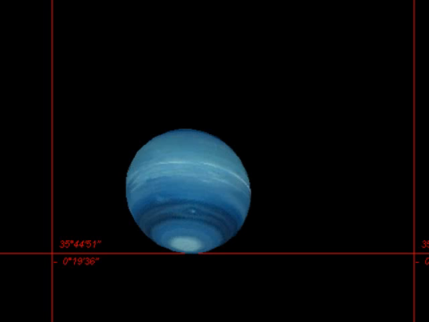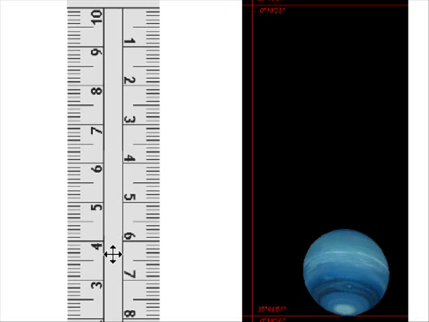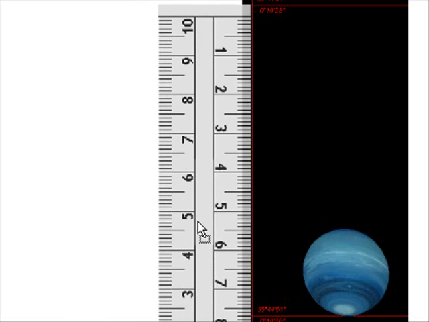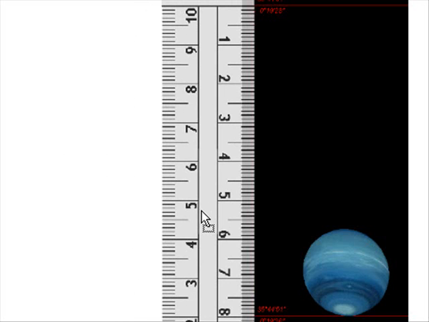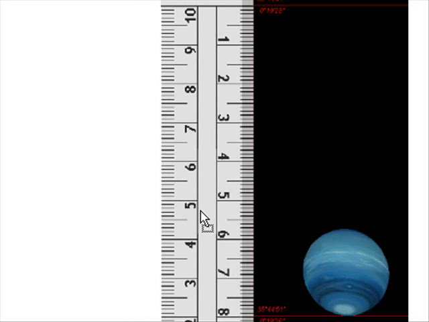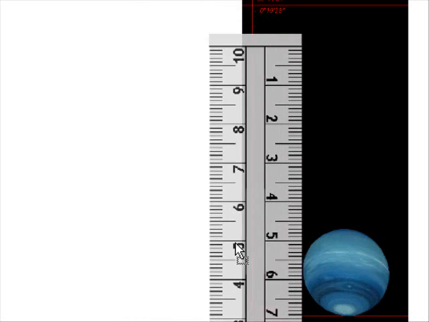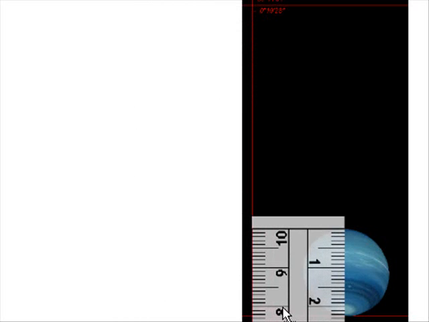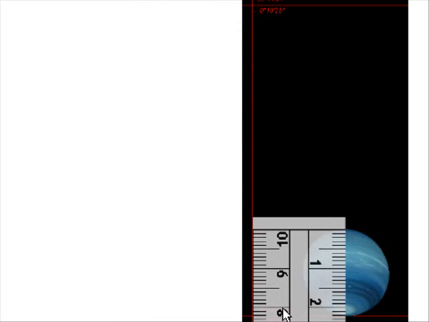To determine Neptune's diameter, we just need to take a snapshot of it and analyze it. So between the red line on the top and the red line on the bottom we have 8 seconds. And so when I then measure Neptune's diameter, it comes out to 2.2 seconds.